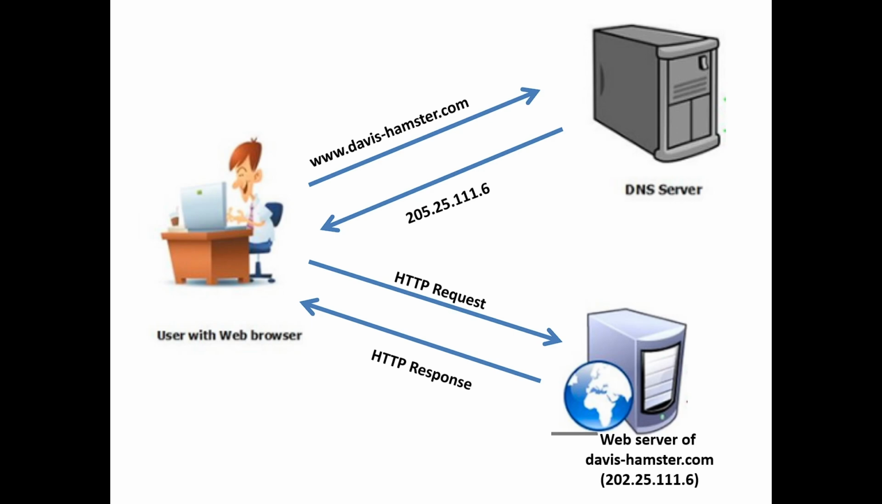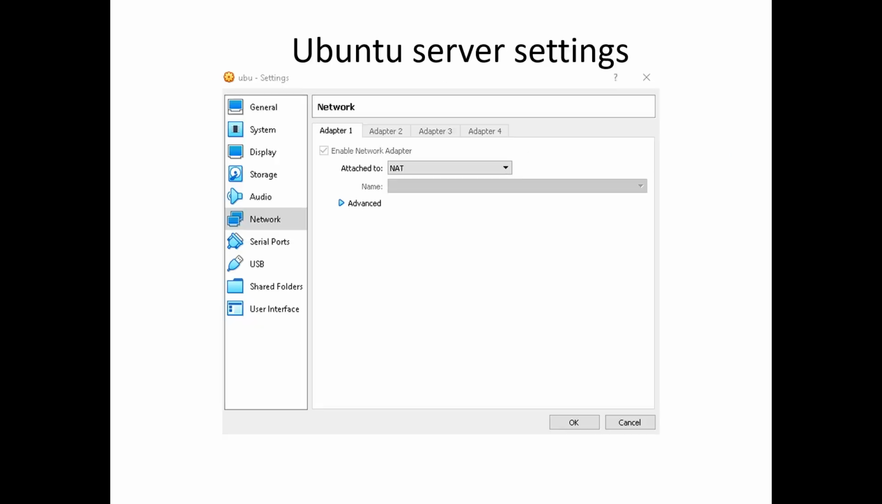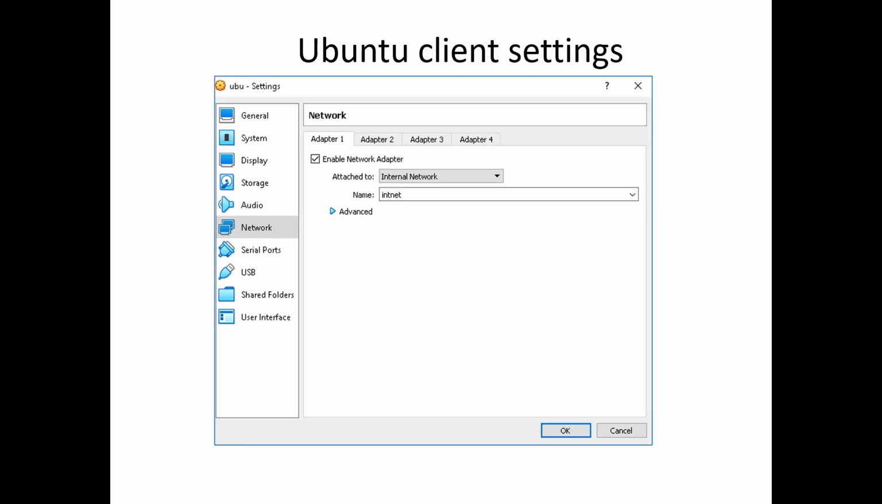Okay, so for our testing configuration, we will use this virtual machine setup. We will use two virtual machines, in which the first one is the DNS server and the second one is the client. We will use two Ubuntu Linux machines as our virtual machines. For the first virtual machine, we will configure adapter 1 as NAT, and adapter 2 as internal network, or it could be host only adapter.